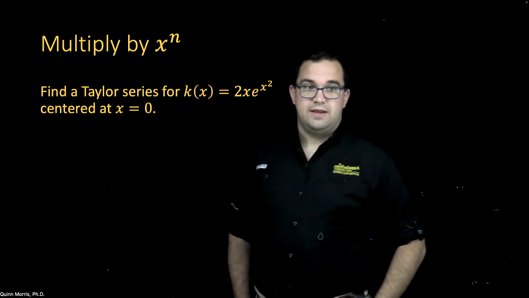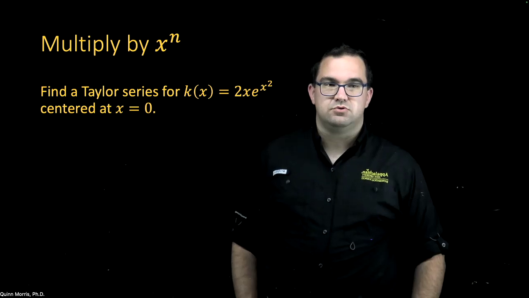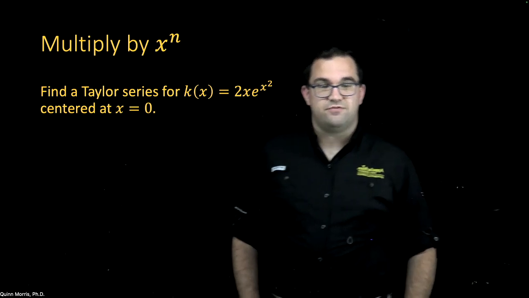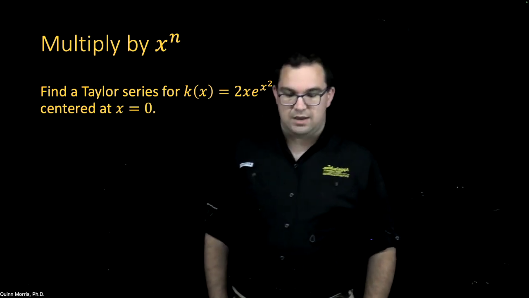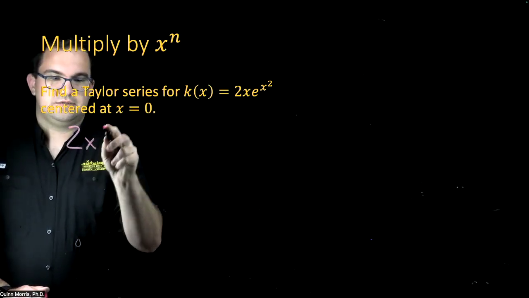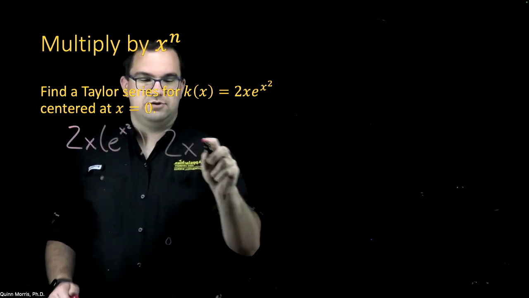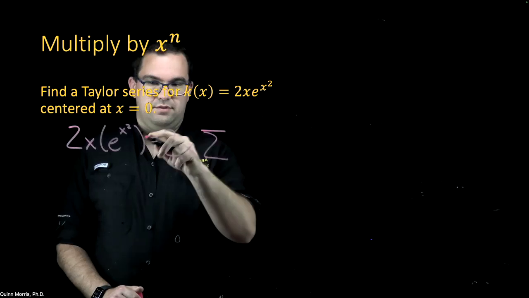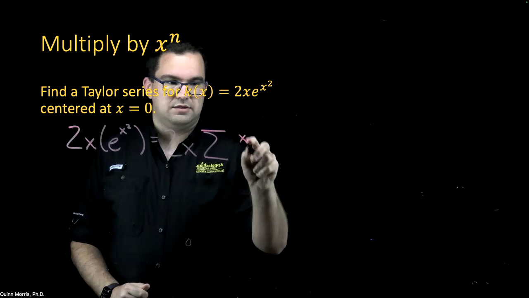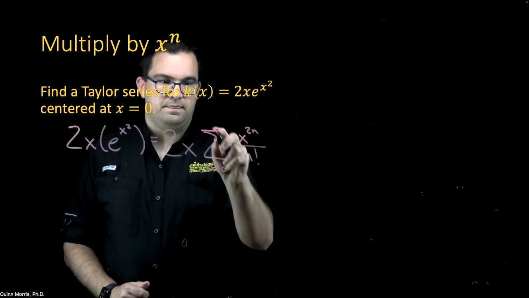Now, there's actually another way to do this. Instead of thinking of this as the derivative of e to the x squared, I could think of this function also as just 2x times e to the x squared. So I could also think of this as 2x times e to the x squared, in which case I would get 2x times, now this sum for e to the x squared is x to the 2n divided by n factorial.